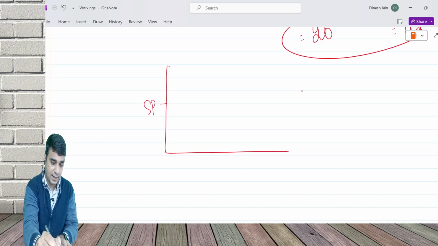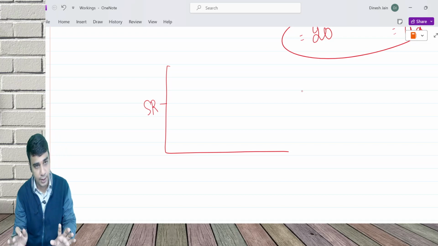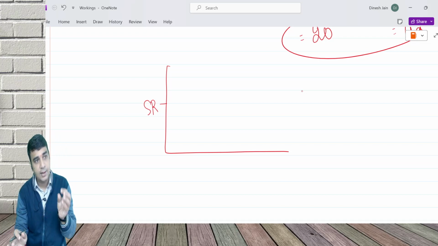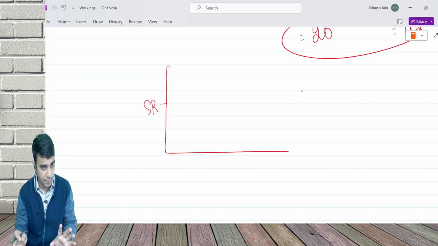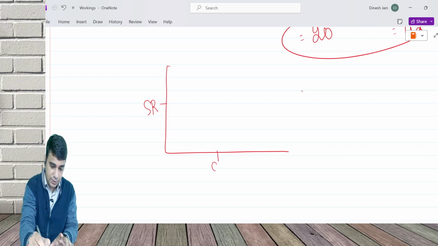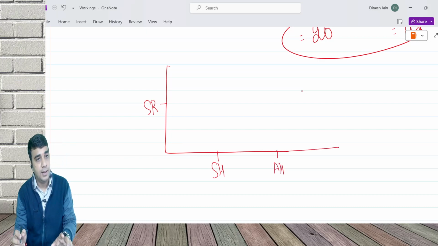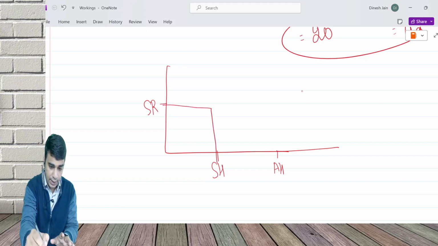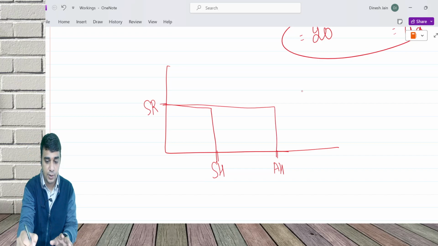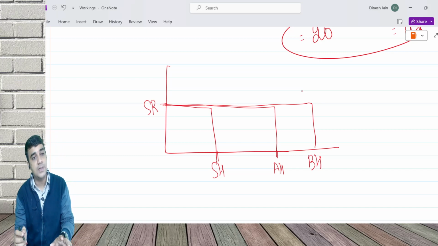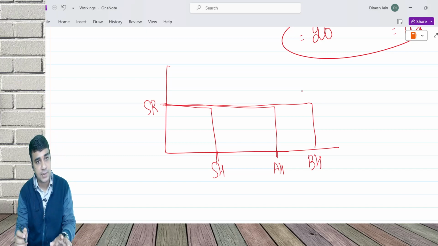I have SR. I don't have AR. I just have SR. I'll have AR but in a slightly different manner. This side you have SH and AH. SR, SH and AH. So SR into SH, SR into AH, and one more item comes which is called BH. BH is called budgeted hours.